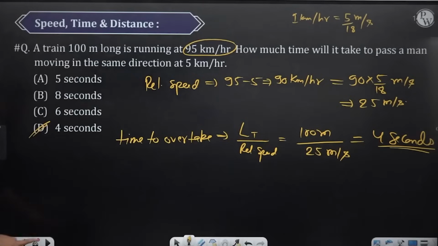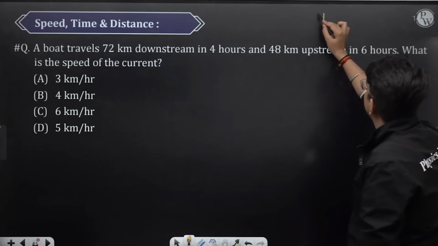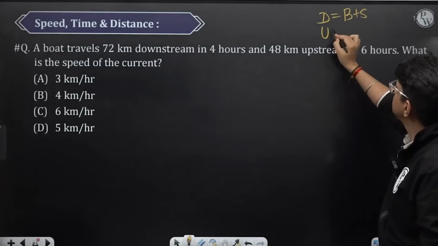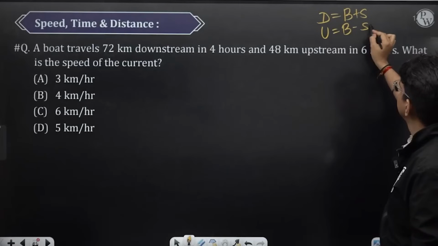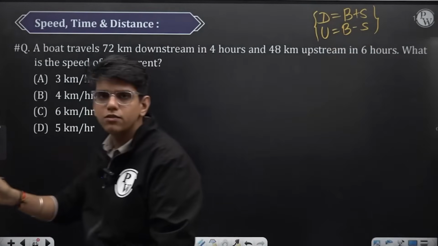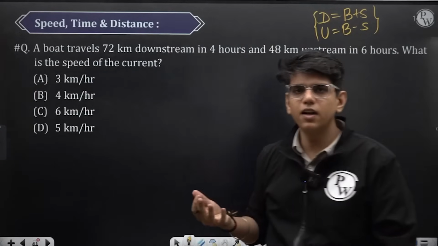Okay. Next, downstream and upstream. So downstream speed is nothing but the speed of the boat plus speed of the stream. Upstream speed is nothing but speed of the boat minus speed of the stream. Okay, when you are moving with the current of the river, it is easier, and when you try to swim against the current, it is difficult.